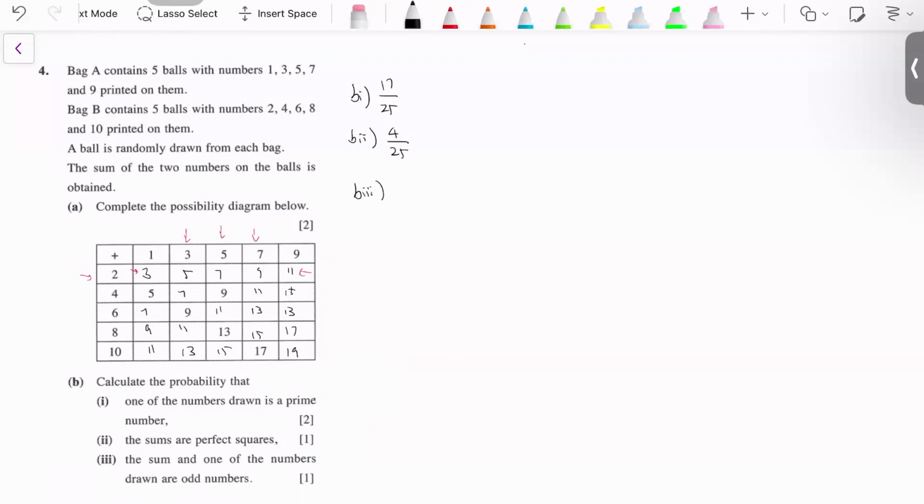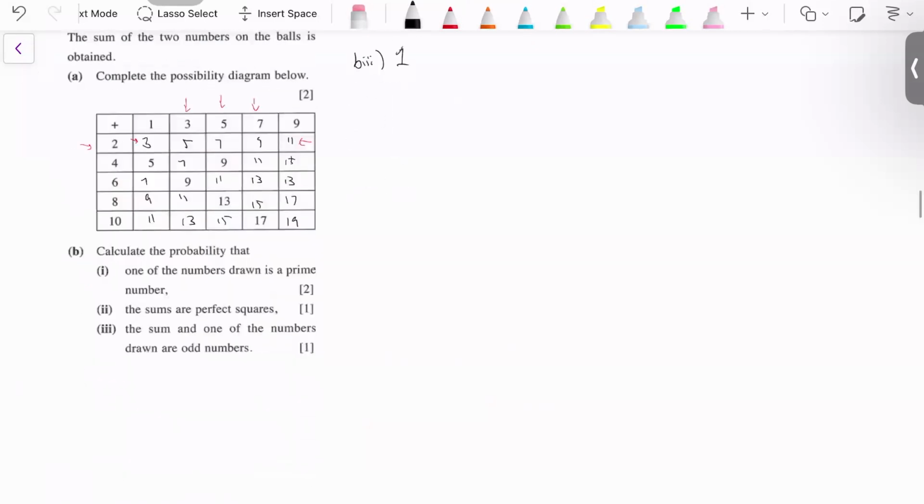So B part 3, the sum and one of the numbers drawn are odd numbers. The sum must be an odd number, which in this case, all the sums are odd numbers, and one of the numbers drawn are odd numbers. Almost every sum of it, one ball will be drawn from bag A, which are odd numbers. So every single outcome hits the criteria of the sum being an odd number and one of the numbers drawn being an odd number. So in this case, it is 100%. This is a sure event, so the probability of it is 1.